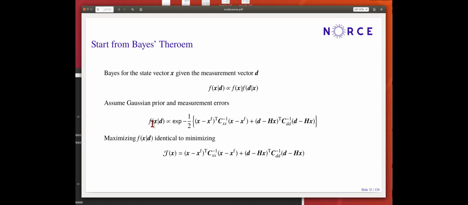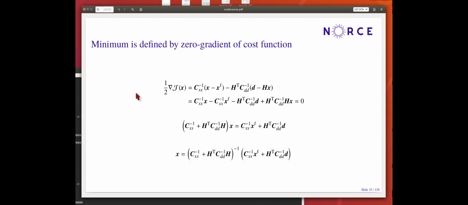So we have the posterior PDF written like this, and maximizing this one is the same as minimizing this cost function again. We compute the gradient. It looks like this. With some manipulation, we can write the solution for x in this form. What you see here is an estimator where you solve the problem in state space. You need to compute the inverse of this Cxx, which has the dimension of the number of state variables.